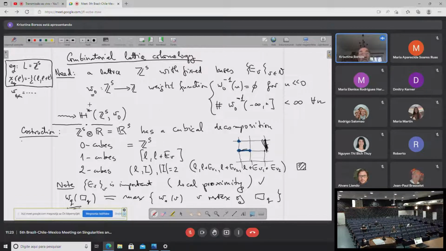And what we also need is a weight function. For each lattice point, I need a weight, which is an integer. And I need also some finiteness property of these weight functions. For n very small, there is no lattice point with weight n, and if I fix any n, the number of lattice points with weight less than n should be finite. In many cases, in the topological version, this weight function is a positive definite quadratic function.